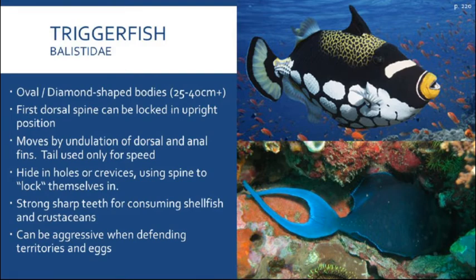Now, these guys have quite strong, sharp teeth. They consume shellfish and crustaceans, things that are quite hard-shelled. So they need teeth and jaws that can crush and bite. So they've got really strong teeth. And I've got a nice picture on the next slide showing you an example of their teeth.